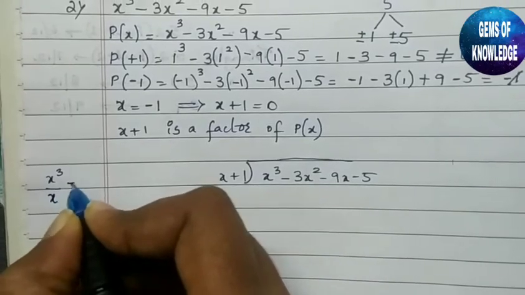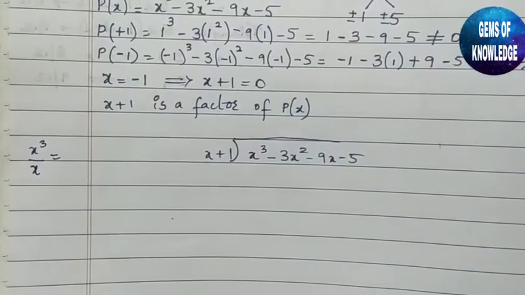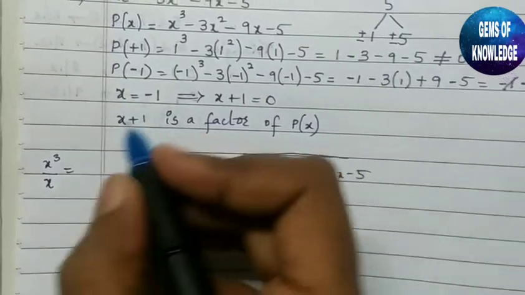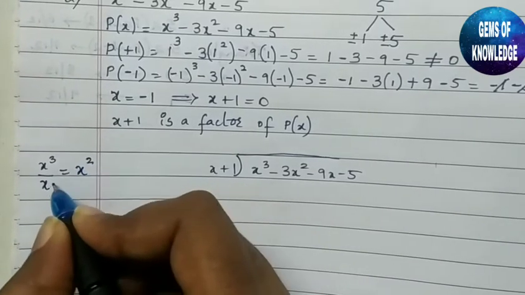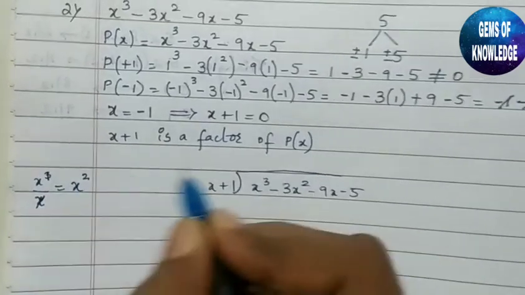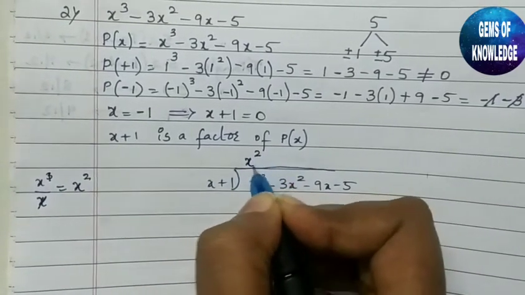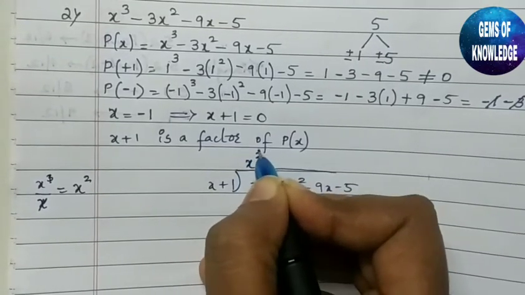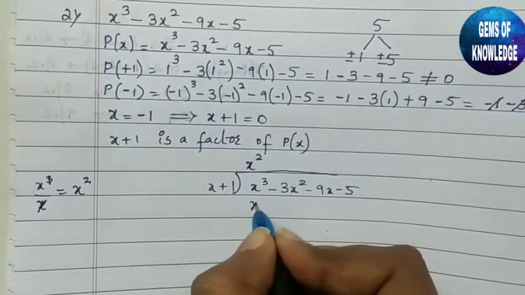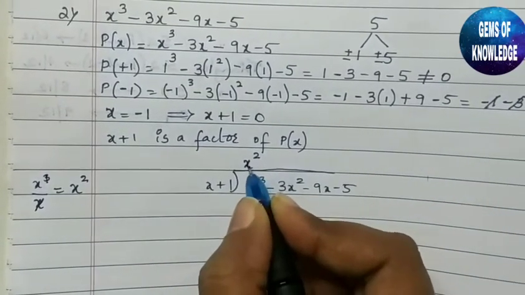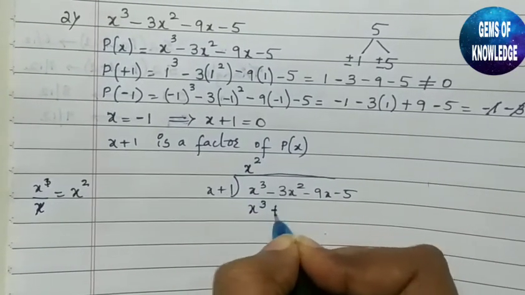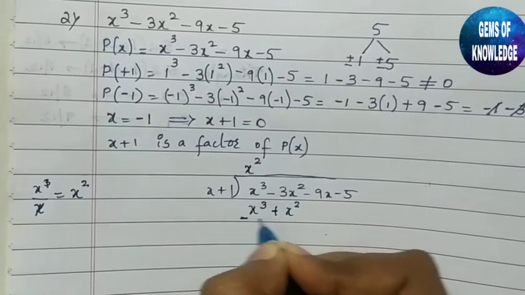So what are we getting when we divide this? x cube divided by this x, we get x square here, since x and 1x from here will be cancelled, we are left with x square. That x square we write here, and after writing it, x square must be multiplied by x plus 1. So x square into x, we get x cube, and x square into 1 is plus x square, so the signs will be changed to minus x cube minus x square.